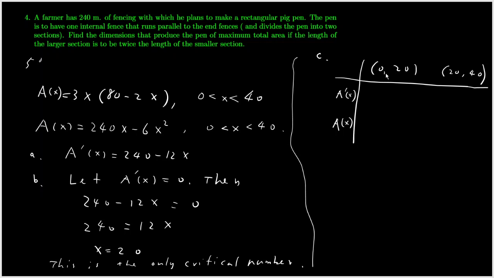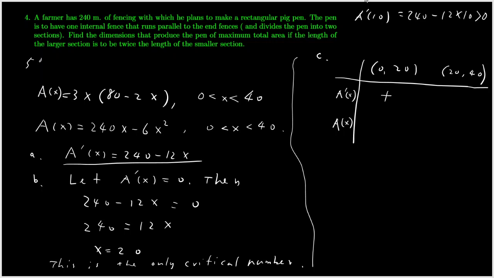Probably you want to use a simple number, like 10, as a test number, and then you evaluate the derivative at 10. You evaluate the derivative of the function at 10. You do not need the value, you need the sign, right? You look at the derivative line: you have 240 minus 12 times 10. Whatever number you get, I believe it's going to be a positive number, so you put a positive sign here.